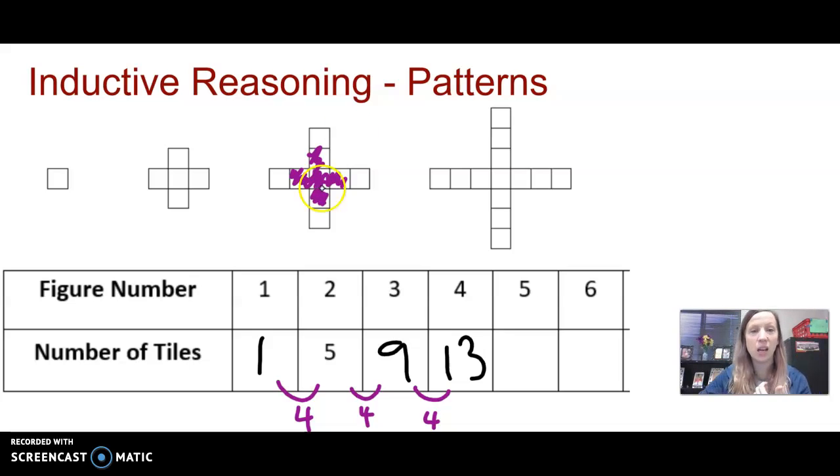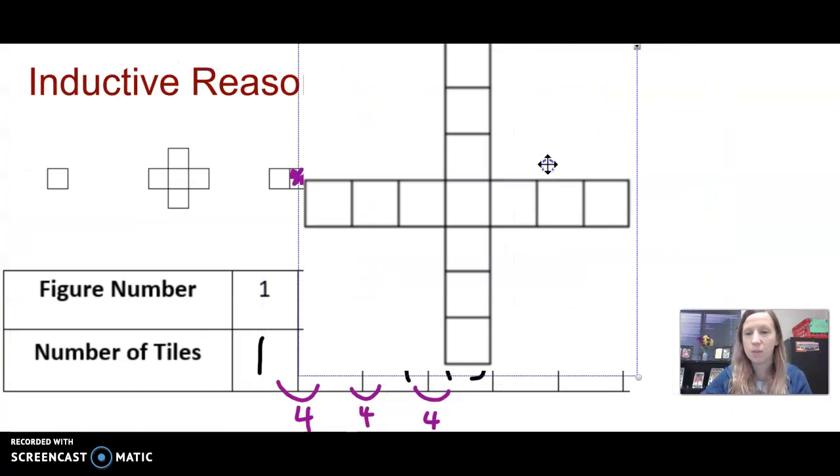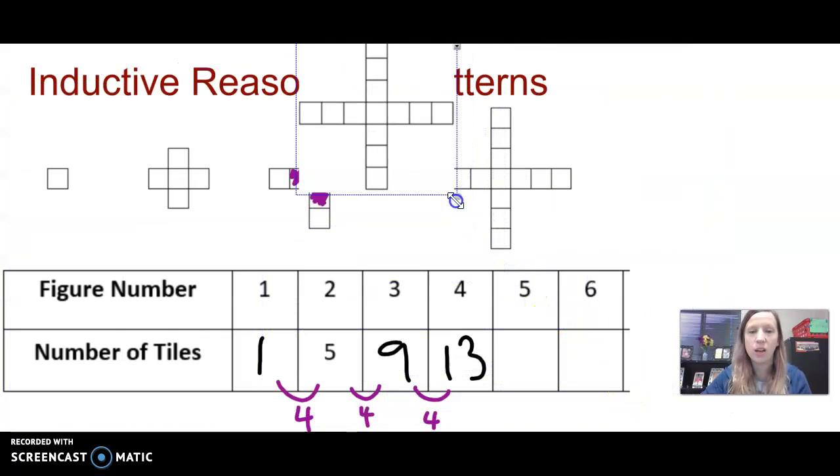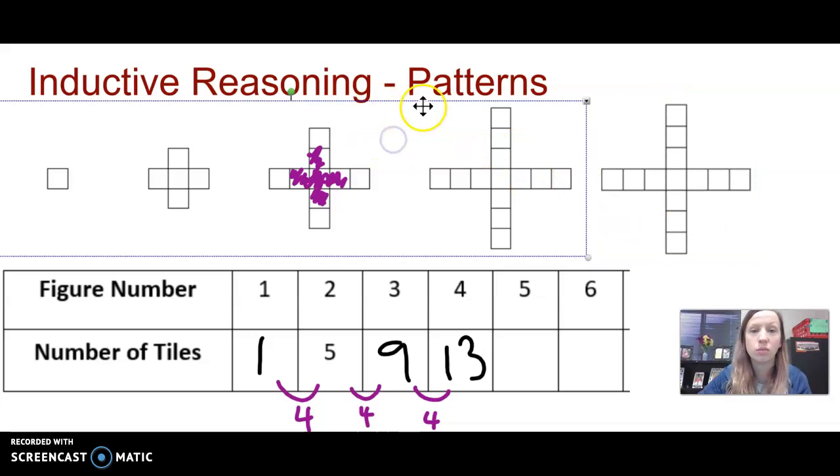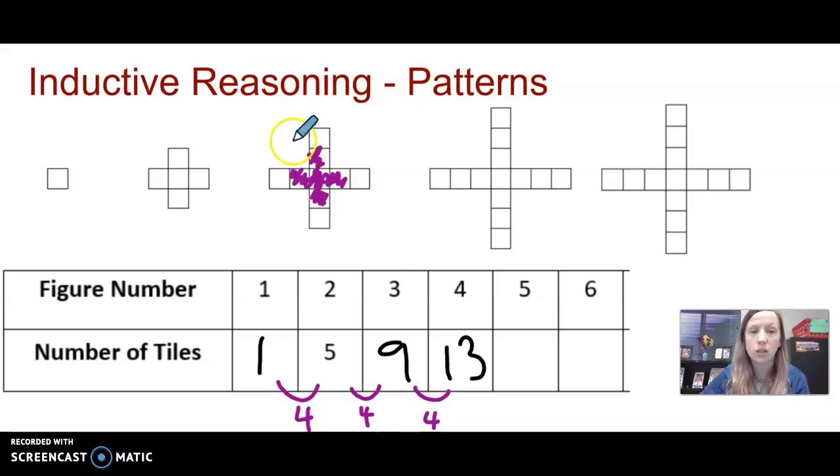So if I wanted the next picture in the pattern, what I would do is I would take the previous one, the one that came before it, and I'm just going to add a block on. I'm going to add 4 blocks because we add 4 every time, right? We saw that with our pattern. So I'm going to add one up here, one here, one here, and one here. I've added 4 blocks to that picture. So now it is the next step.